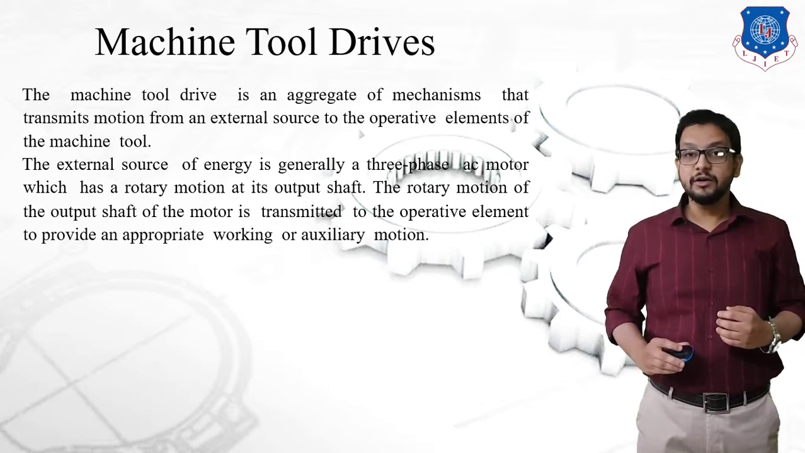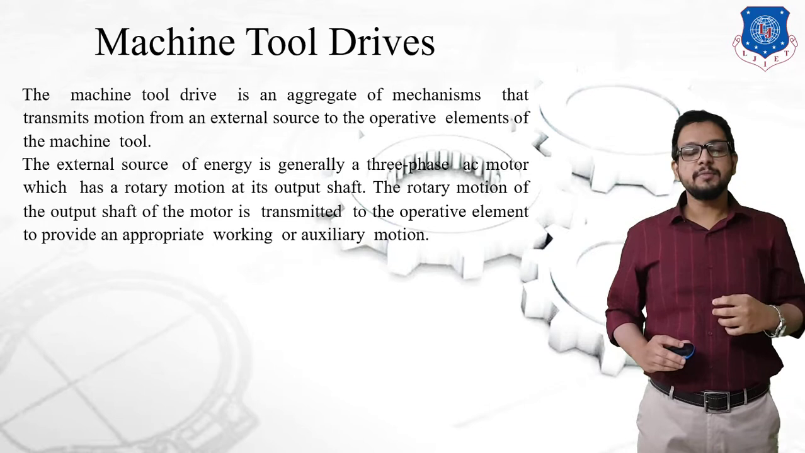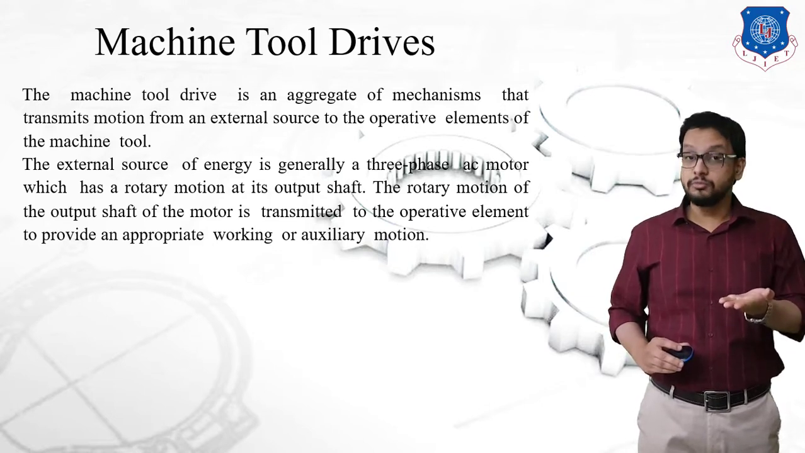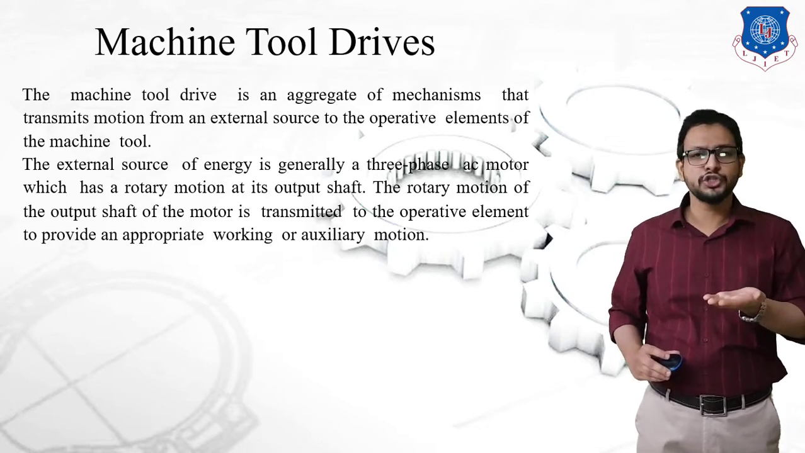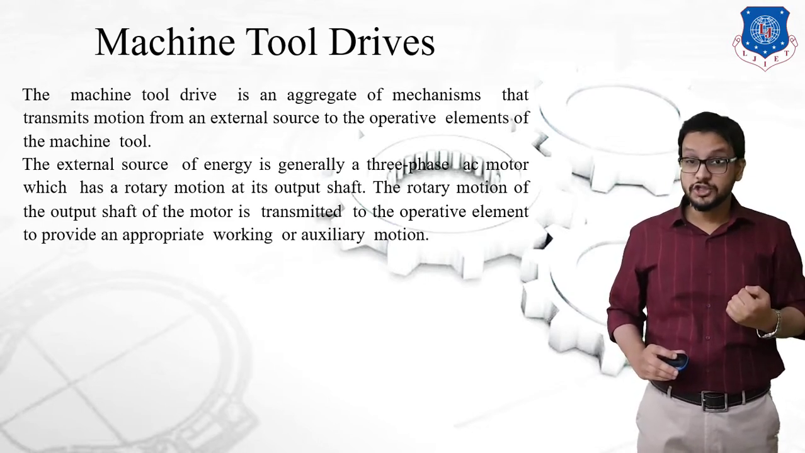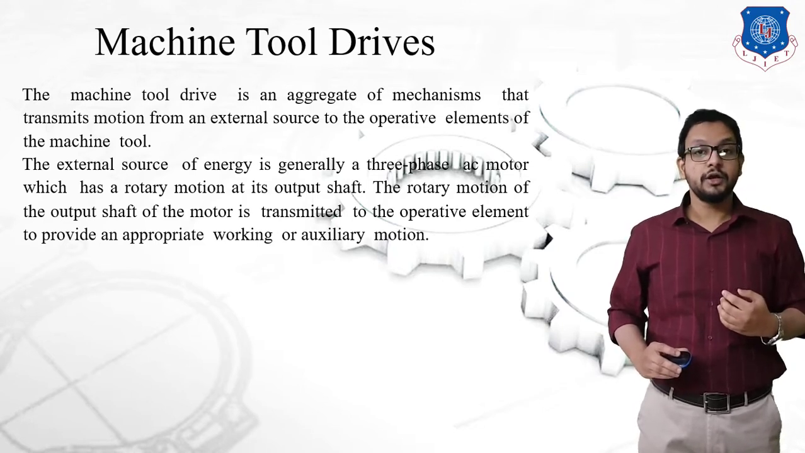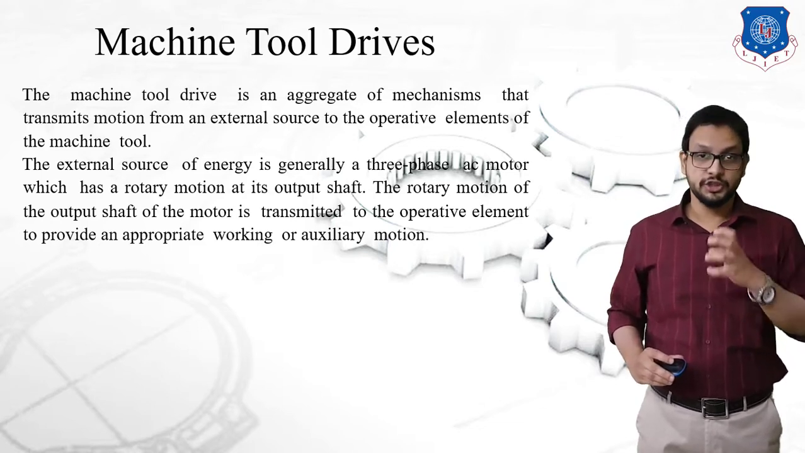Now the operative member could be a spindle, which is going to hold a workpiece. Similarly, an operative member could be a bed, a machine tool bed, which is going to reciprocate, or perform a linear motion, in the case of a planing machine, shaping machine, and in the case of a milling machine. So what an operative member has to do is perform the working motions.